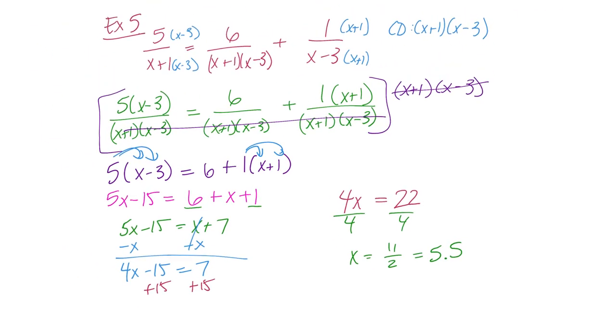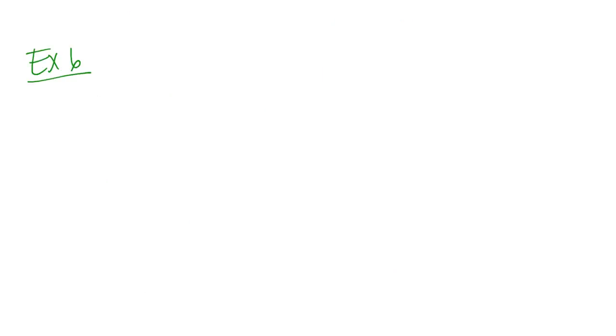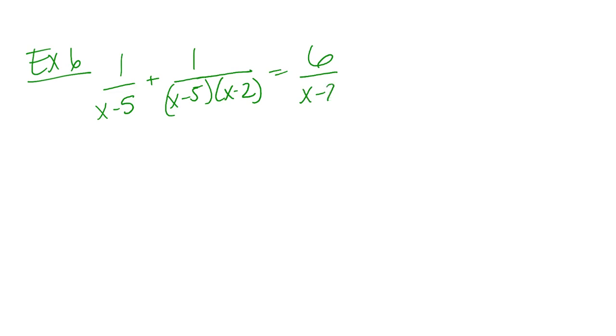All right. Now the next one, I want you to write it down on your paper and try it before watching my solution. Example 6 is going to be 1 over (x minus 5) plus 1 over (x minus 5)(x minus 2) equals 6 over (x minus 2). Pause the video and try this problem and see how you do with the final solution. It is a fractional answer.